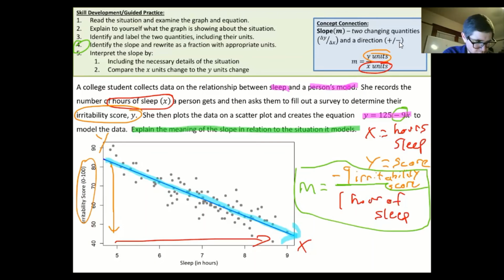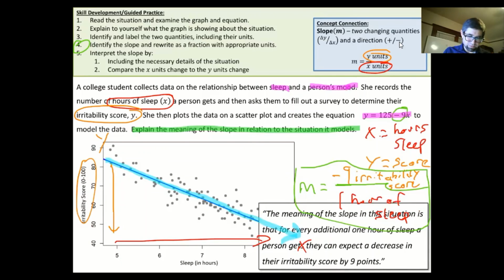Okay, let's connect that to what the graph was showing us, that the more sleep we get, 1 additional hour of sleep, what is that going to do to my irritability score? It's going to decrease it by 9. Oh, all right, so now instead of just saying the more sleep I get, the less irritable I am, I can say with actual numbers, 1 hour of sleep will make my irritability score decrease by 9, let's say 9 points. All right, well, let's go ahead and write that and see what our sentence should be. Might look like this.